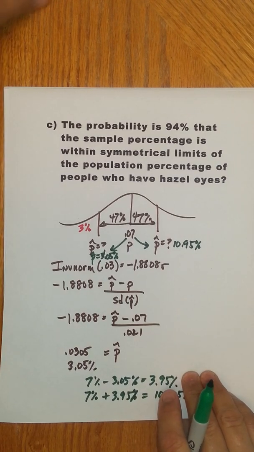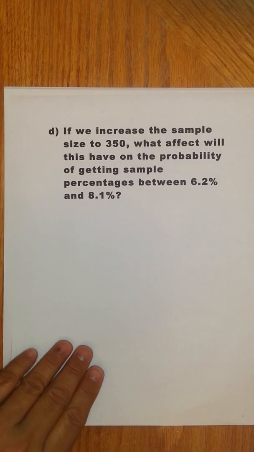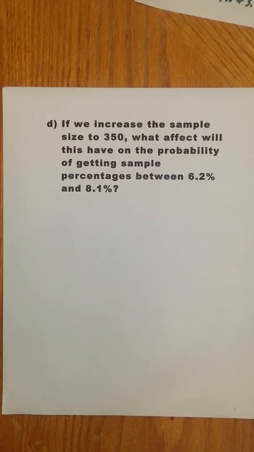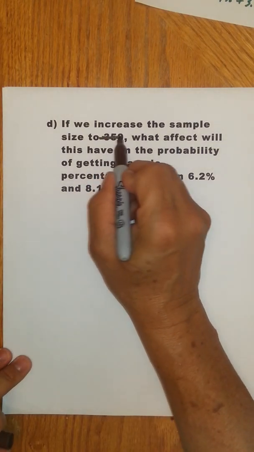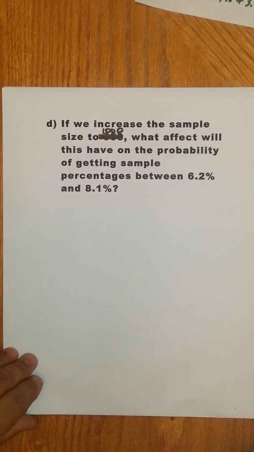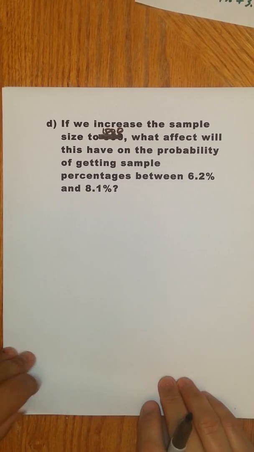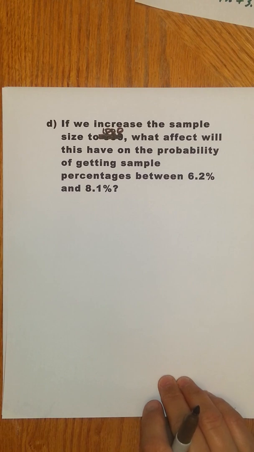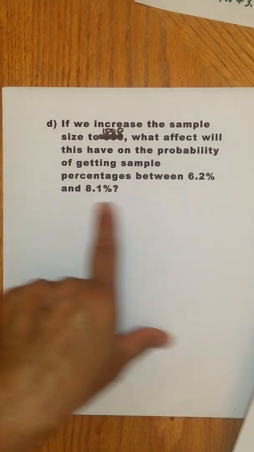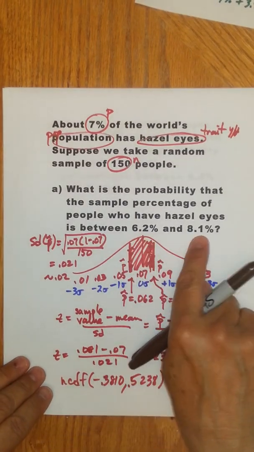And lastly, part D, if you increase the sample size to, actually we're going to change that from 350 to 1,000. I wanted to make that a lot more obvious. What effect will this have on the probability of getting sample percentages between 6.2% and 8.1%? And those are the ones that we originally found. That was in part A. So I'm using the same p-hats, 6.2%, 8.1%.